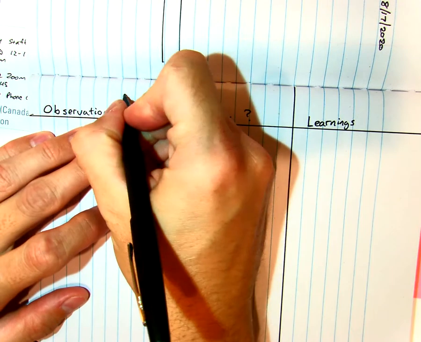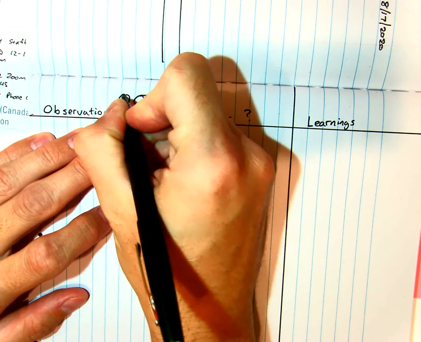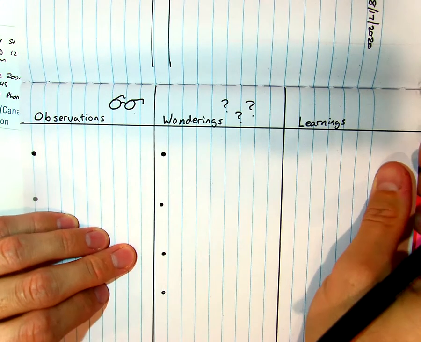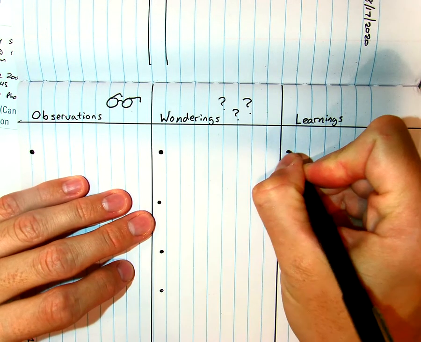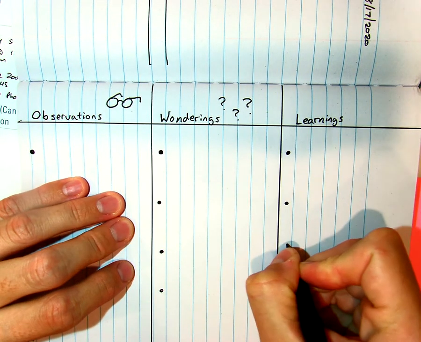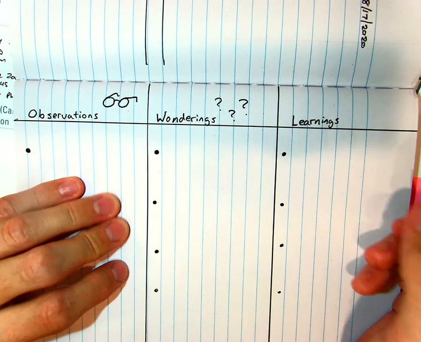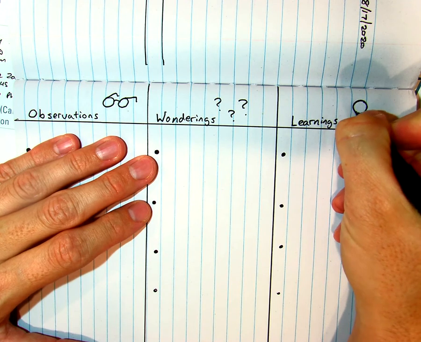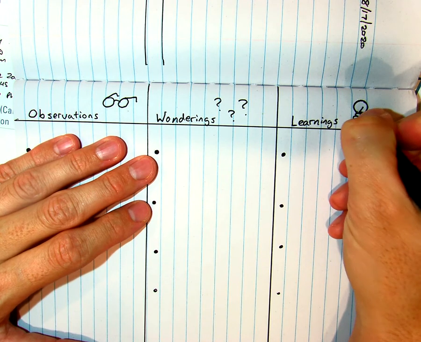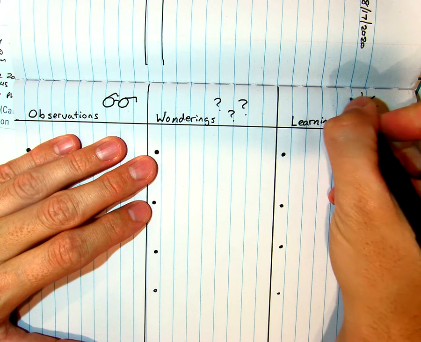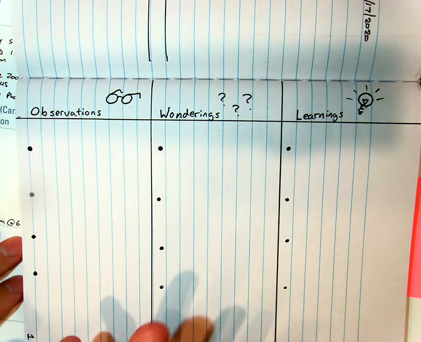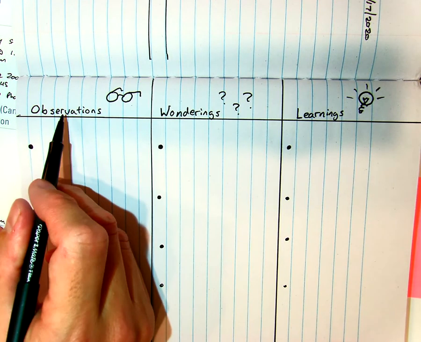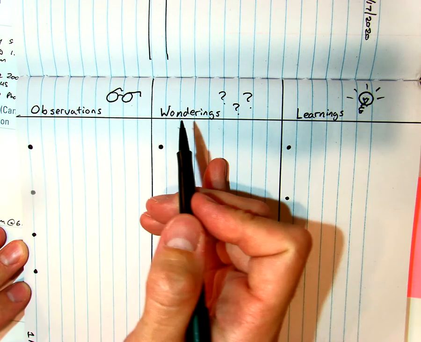So, what do we see? What do we wonder? And when we talk about things that we learn, typically at the end, you will have something that you take away, something that you've learned, something that turns your light bulb on. And for the sake of setting up this template, I did it in black, but I would recommend picking 3 colors. So a color for observation, a color for wondering, and a color for learning.